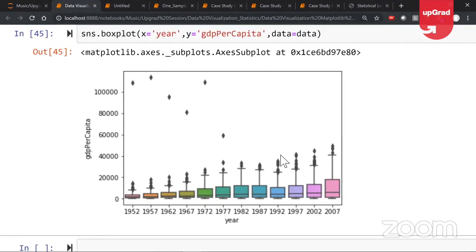So once again, what are we seeing over the years? As the years have progressed, the per capita GDP of all the countries has risen on an average. Year to year, they've improved. So not only have the median values improved, so when you look at the box and whisker, please focus on the median values. The median values on an average have improved, and the variance has also increased. That means there are two interpretations we can give for this. One is that on an average, the per capita GDP has improved. That means the countries have got richer over the years on an average.